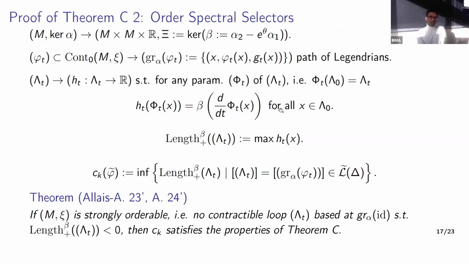And the theorem is that if M, C is orderable, so strongly orderable, sorry, and what it means to be strongly orderable, so finally, the definition of strongly orderable: it means that you don't have any contractible loop of Legendrians based at the graph of the identity such that this loop is negative, okay? What it means that the loop is negative is that its length is strictly negative, okay? So if you don't have such a contractible loop, then actually this number is finite and it satisfies all the properties of Theorem C, okay? So this was the construction of these two selectors.